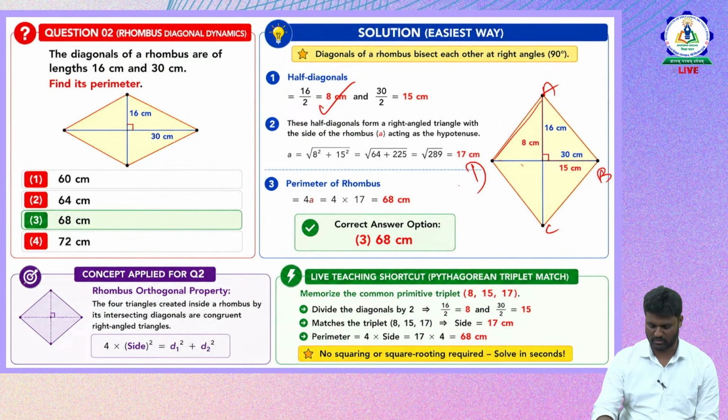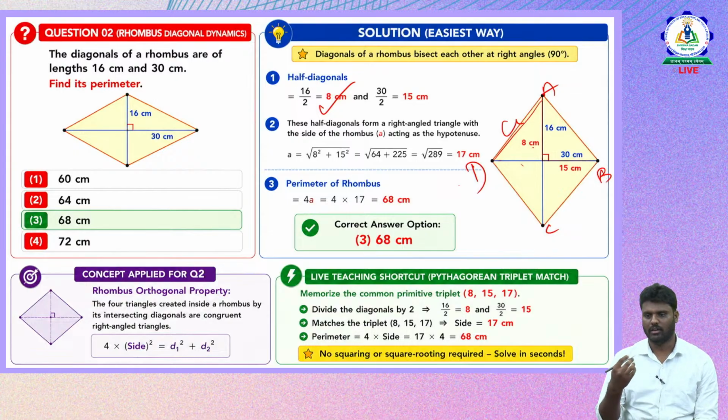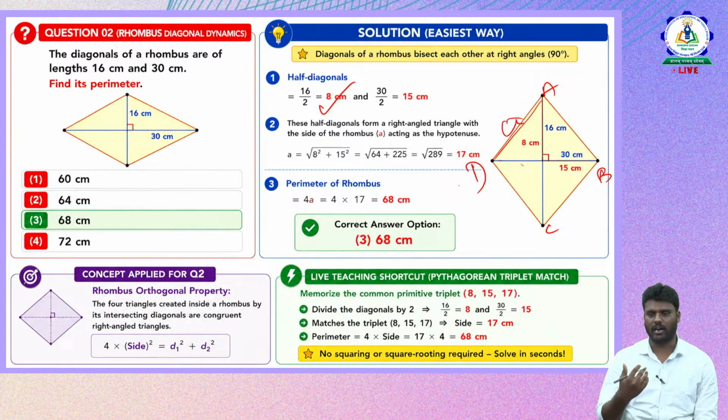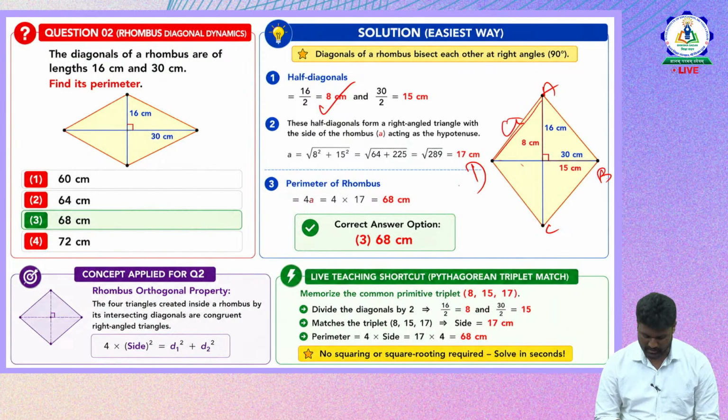acting as the hypotenuse. So that means this side will be the hypotenuse for us. Now we know one side is 8 centimeters, another side is 15 centimeters, and we don't know the hypotenuse. So when you see a right angle triangle and you have both the sides, the adjacent side and base, we can apply the Pythagoras theorem and identify the hypotenuse. The Pythagoras formula is hypotenuse square is equal to perpendicular square plus base square.